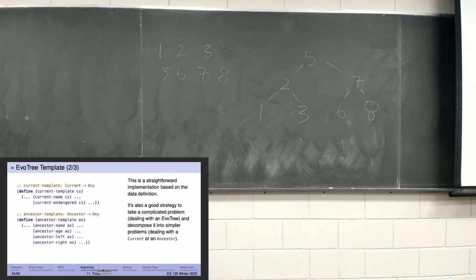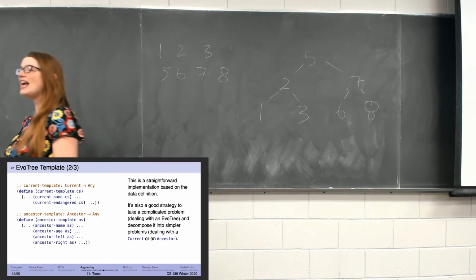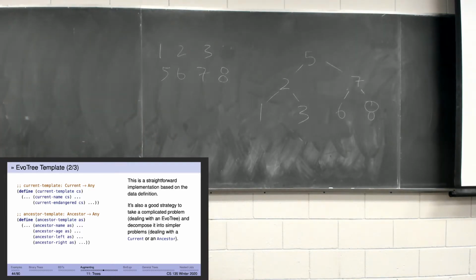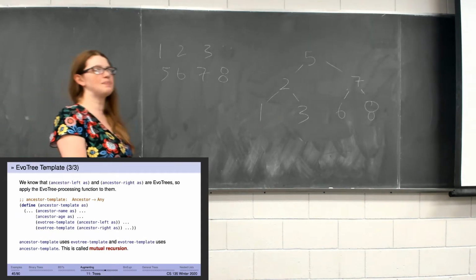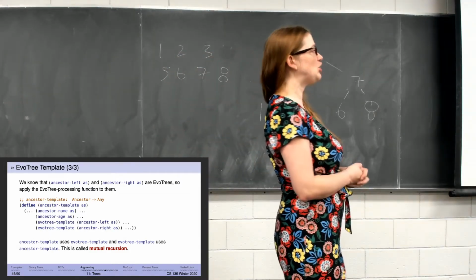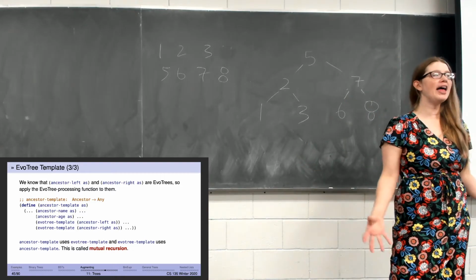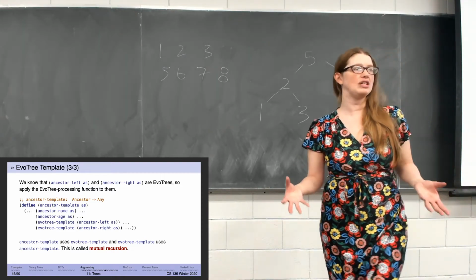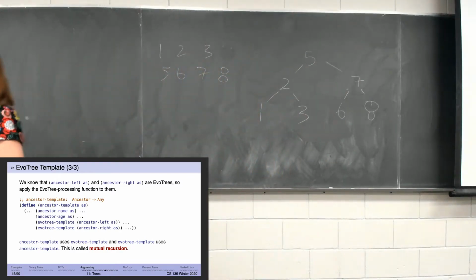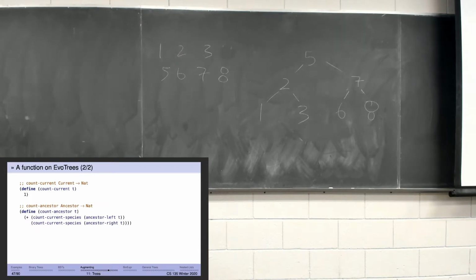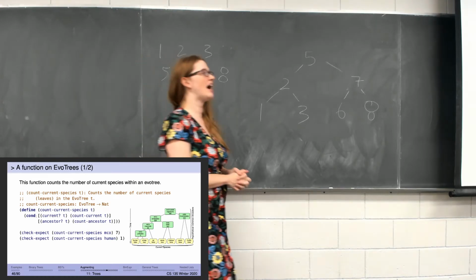So in our current template, we're going to do something with the name field and something with the endangered field. If you're an ancestor, then, well, this one isn't quite right, but this template is. We do something with the name, something with the age, and then we call the evolution template on the left and the evolution template on the right, because the left and right child of the ancestor are evolution tree types. So we have the mutual recursion going on here. We ended off last class implementing a function to count how many leaves were in this tree. So how many current species actually exist.